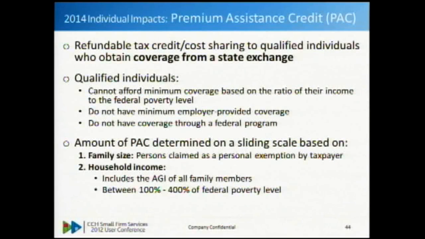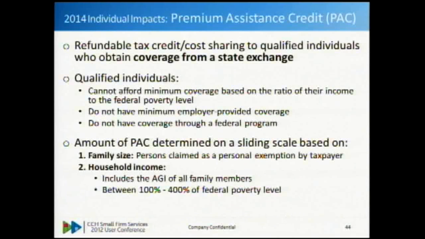So, the premium assistance credit, have you heard of this one either? If they're going to require people to have health care coverage, for those with lower income, they also need to offer them the opportunity to pay for it or help pay for it. So this is a subsidy portion. The premium assistance credit is a refundable tax credit or cost sharing to qualified individuals who obtain coverage from the state exchange. So that is an important key.